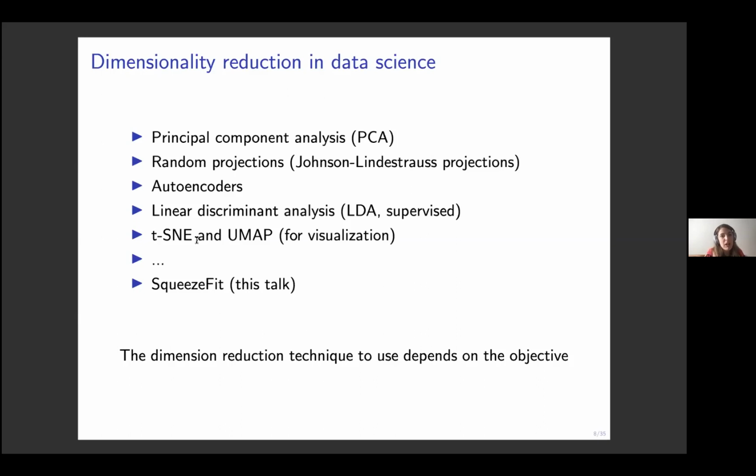And in this talk, I'm gonna talk about the SqueezeFit dimensionality reduction technique that was introduced by Dustin, Colbert McWhirter, and me, and Dustin is in the audience. This is a dimensionality reduction technique that is based on preserving the classification structure of your data. This is what we want to do here.